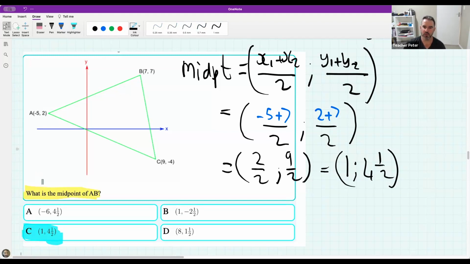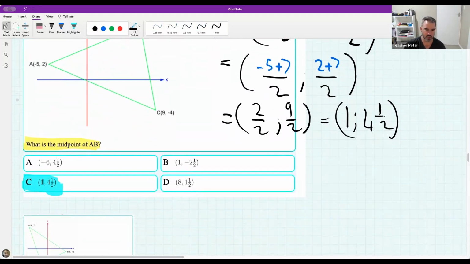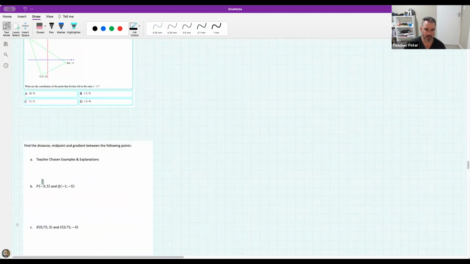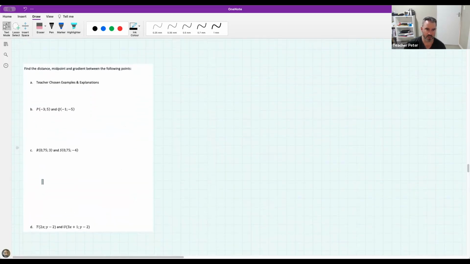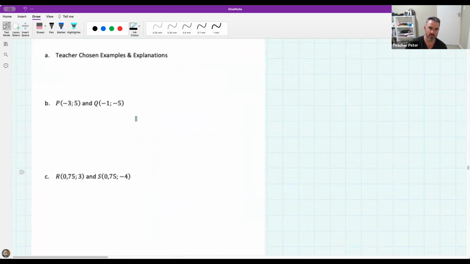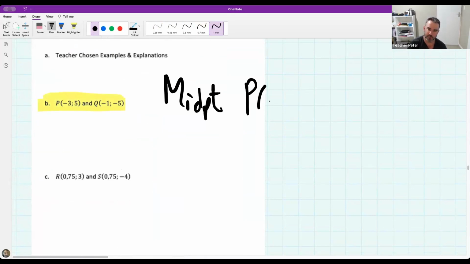Okay. I think we're doing pretty well so far. Let's do one like this. Okay. I want you to find me the midpoint, just the midpoint between these two coordinates. So this is PQ, and we could say this midpoint of PQ. I want you to calculate what is the midpoint of PQ.